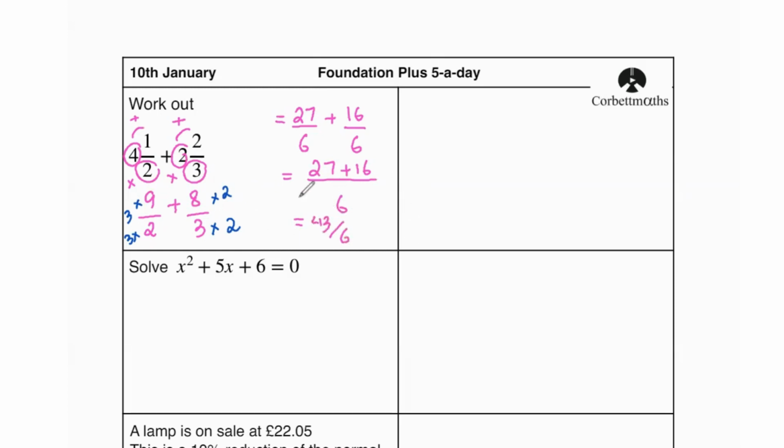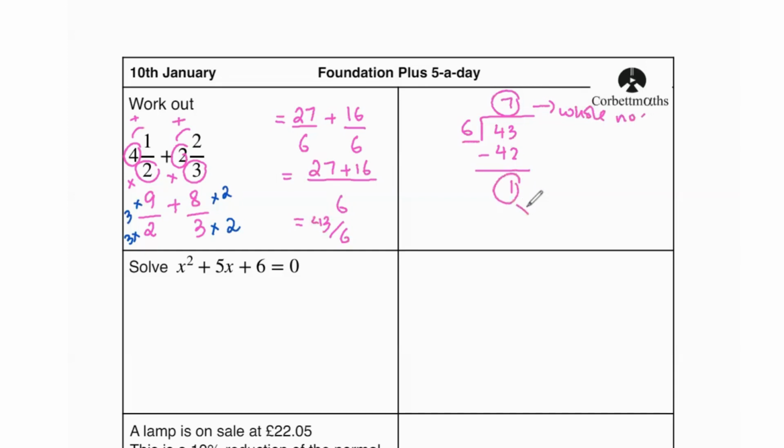Now this is an improper fraction, and it's always advised to give the answer in proper fractions or mixed numbers, depending on what the situation is. So to convert this improper fraction into a mixed number, we divide 43 by 6. We know 6 sevens are 42. So 43 minus 42 is 1. So our whole number is going to be 7.